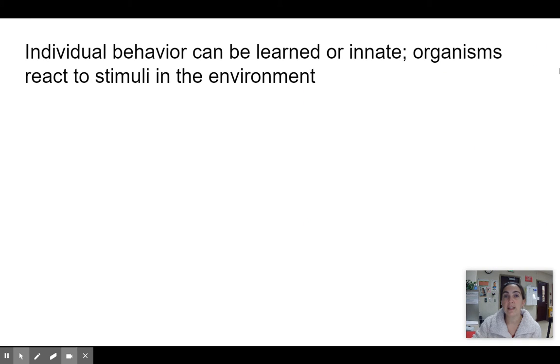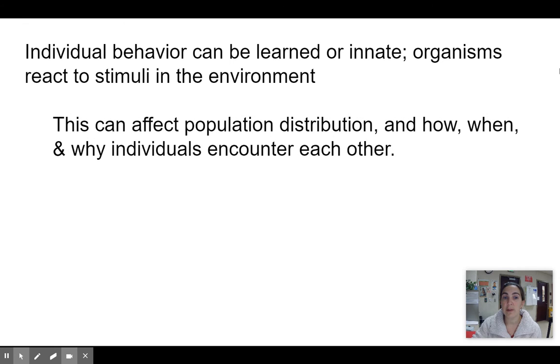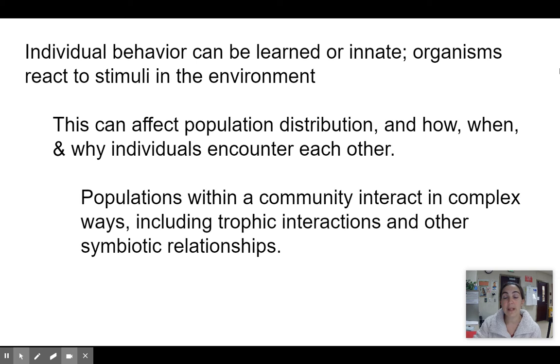Just before the long weekend, we did some labs with fruit fly behavior and talked about learned behavior versus innate behavior and how organisms react to stimuli in their environment. Because of those individual behaviors and reacting to the cues around them, that can affect how a population is distributed within an ecosystem, whether they're clumped around resources or other types of chemical signals. And it can affect how and when and why the individuals within that population might encounter and interact with each other.